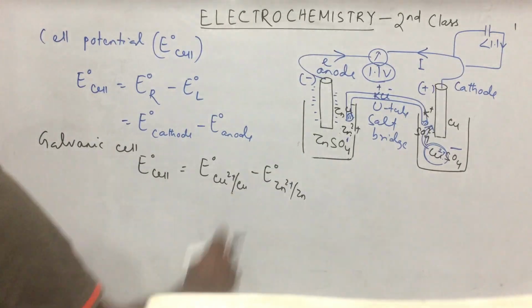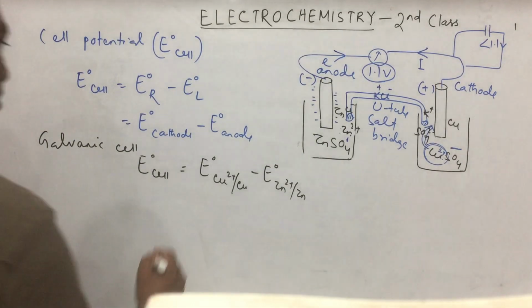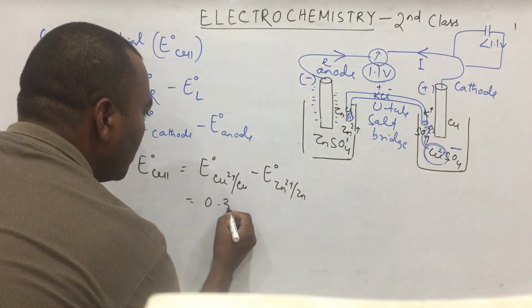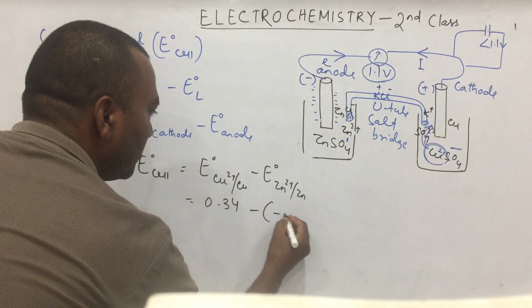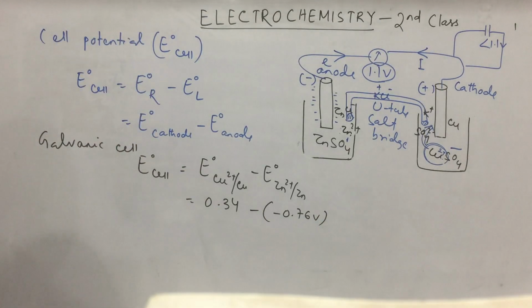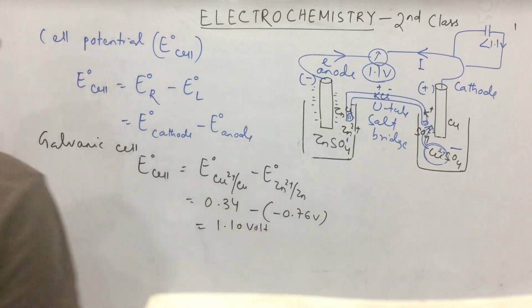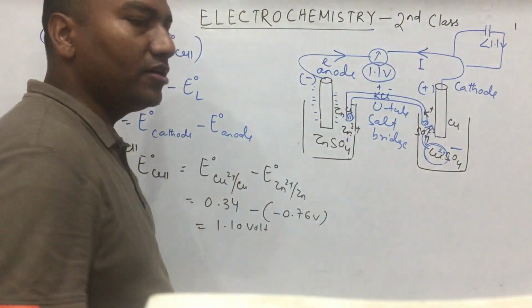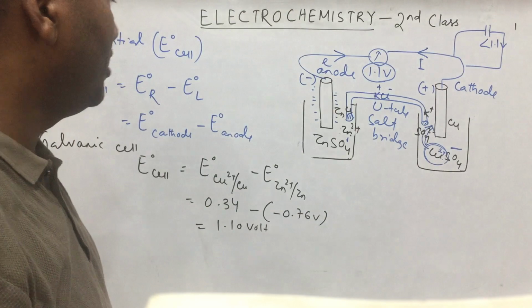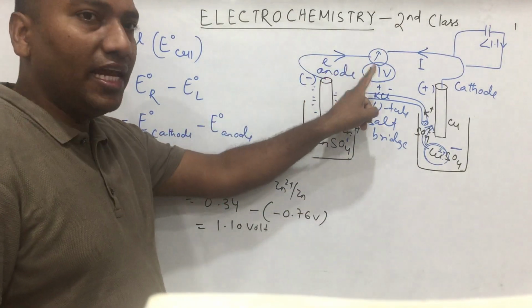So this data is given in the book, one table given, page number 69. So this data is 0.34 volt minus of minus 0.76 volt. Okay, so it is equal to 1.10 volt. So you see, one answer we got. Why will the galvanometer reading be 1.10 volt? Because this is the cell potential.